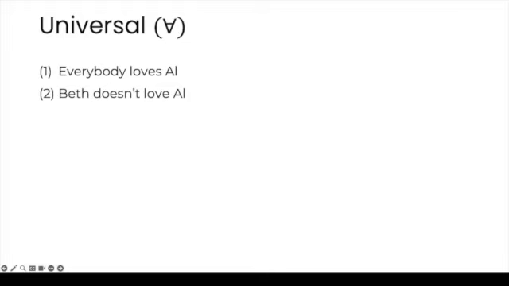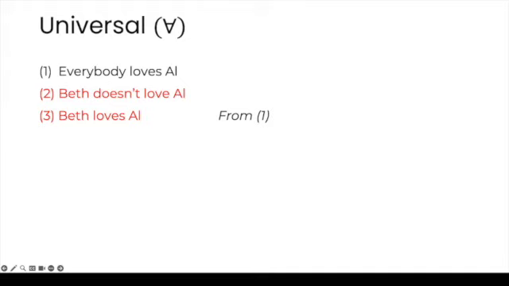Consider 1, everybody loves Al. But if 1 is true, every member of the domain loves Al. And since Beth is a member of the domain, then, if 1 is true, then Beth loves Al. So we get 3, Beth loves Al. But then we have a direct contradiction between 2 and 3, which tells us that the initial pair of 1 and 2 wasn't consistent, since 3 is a pretty transparent consequence of 1.